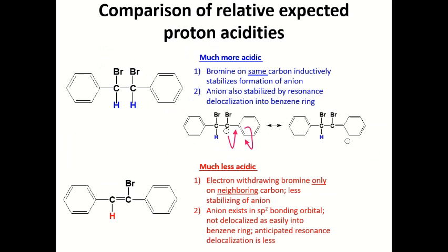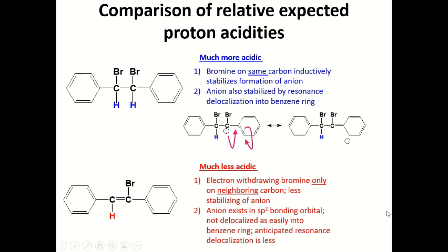So the comparison of relative expected proton acidities is the following. The bromine on the same carbon inductively stabilizes the formation of an anion. The anion also stabilizes by its resonance delocalization into the benzene ring, as you can see here. That's why it's much more acidic. Remember, this is during the first attack. We have this resonance structure that is very stable and is going to protect the second proton from being attacked in the first elimination.